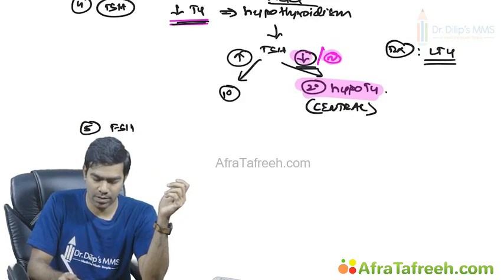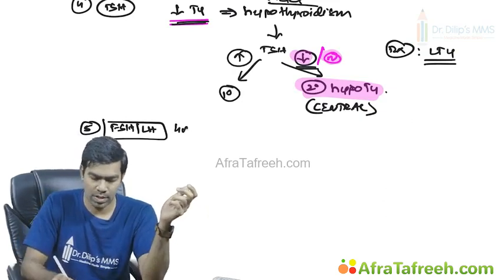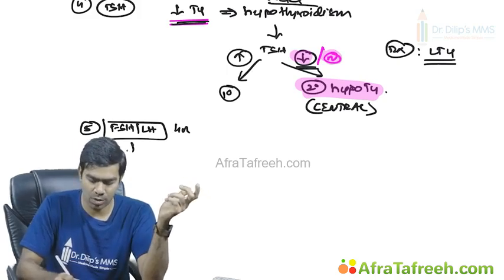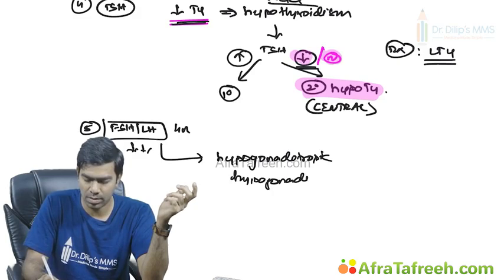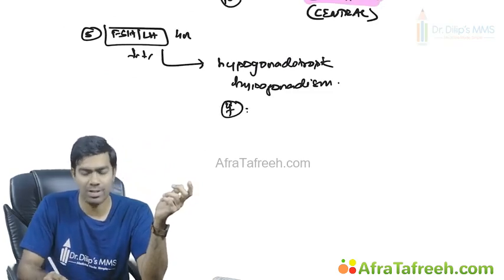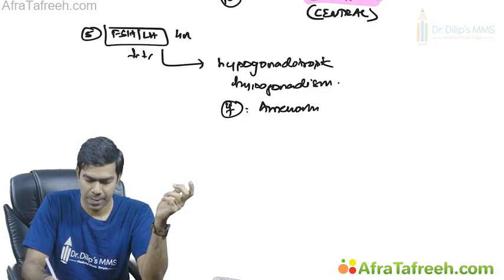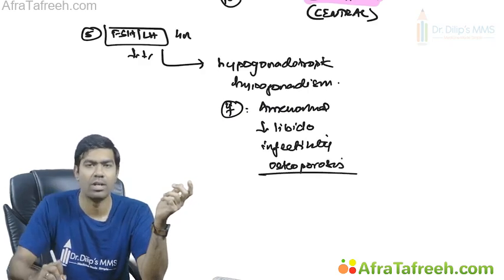Number 5, you have FSH and LH. Clear? These are the gonadotropins. Whenever you have low FSH and LH due to pituitary insufficiency, that's going to result in a hypogonadotropic hypogonadism. We have discussed this already. Hypogonadotropic hypogonadism, which means in a female is going to result in amenorrhea, loss of libido, infertility, and a lot of other conditions like osteoporosis. Lot of things can happen. Osteoporosis is because of low estrogen and low testosterone.